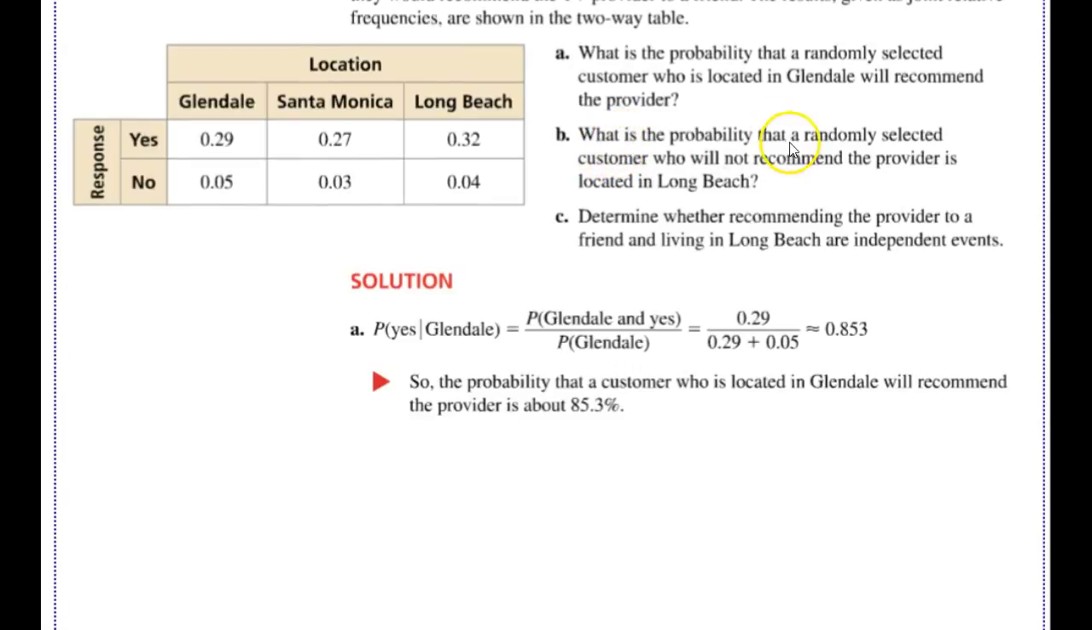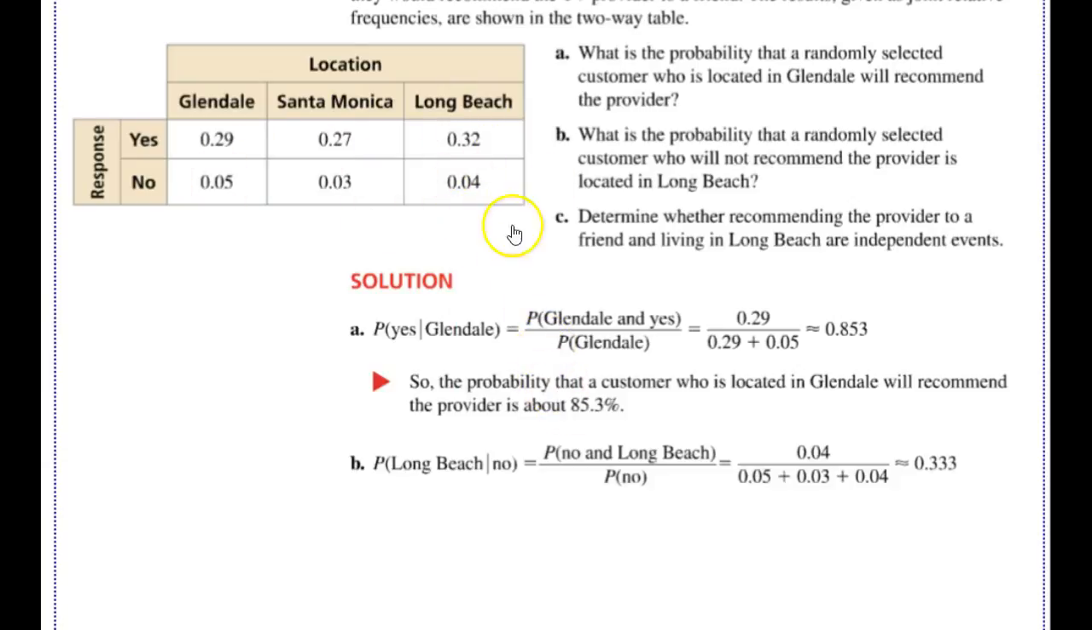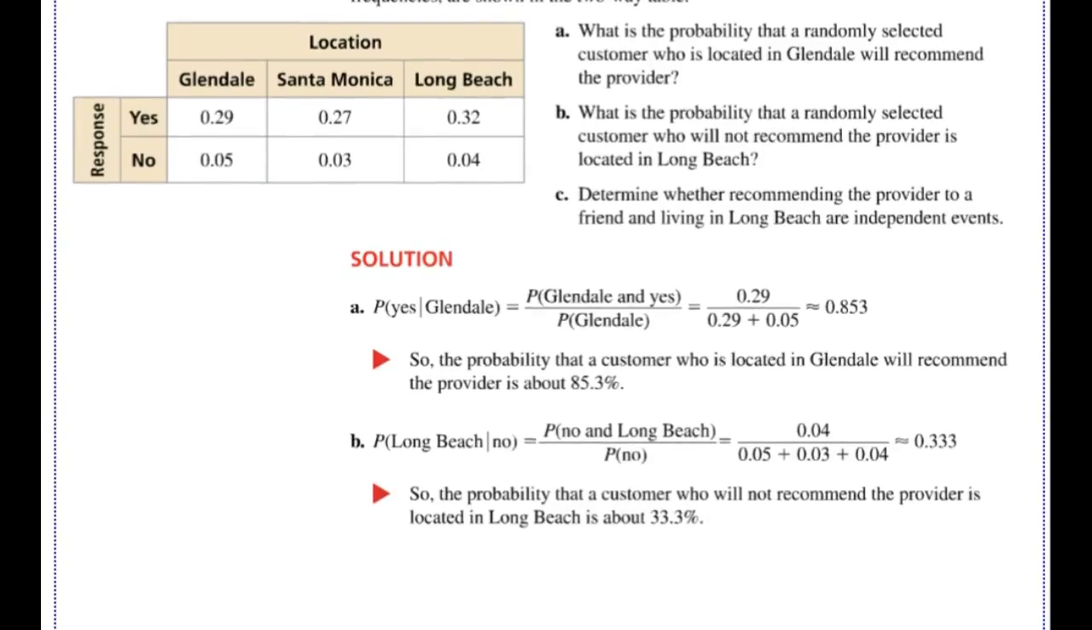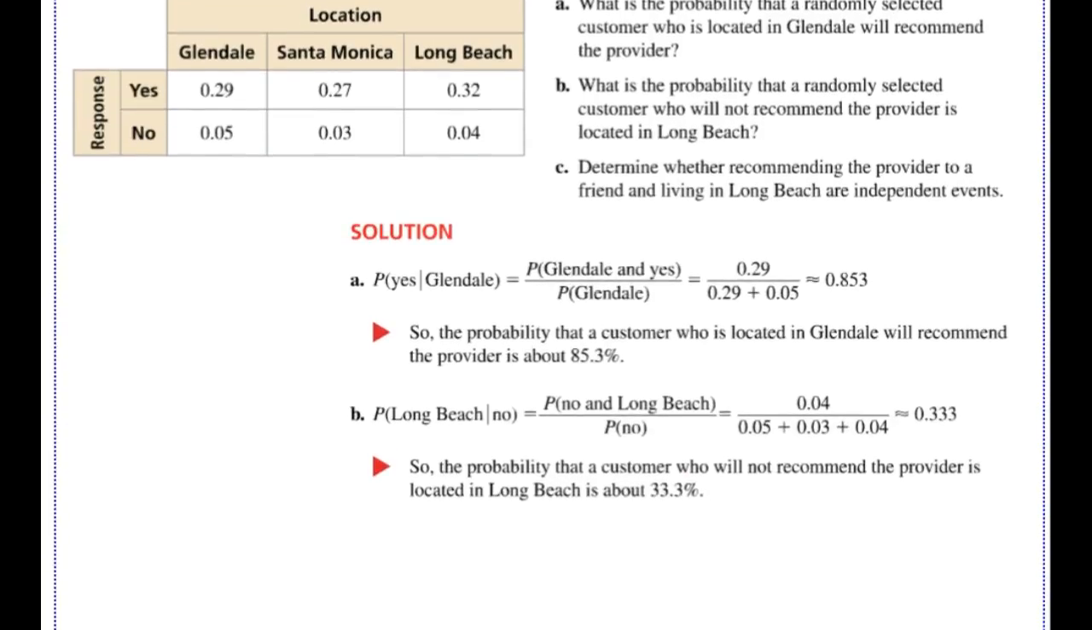So now let's look at part B. What is the probability that a randomly selected customer who will not recommend the provider is located in Long Beach? So I know I'm looking at no for not recommending and specifically Long Beach. So now let's look at what I'm looking at. I know I want no in Long Beach, but then I'm looking at everybody that said no, because that's the group that I'm limiting it with in my problem. So that's where I add these together and I come up with my percentage, and it's approximately 33.3%. So now let's look at part C. Determine whether recommending the provider to a friend and living in Long Beach are independent events.